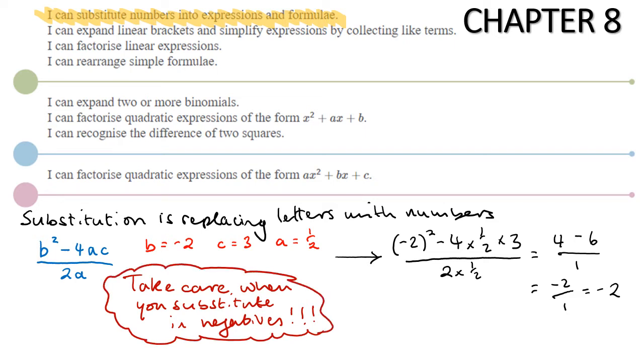And just to remind you as well, if you see something like this in algebra, that means 6 times a, and if you see something like this, that means c divided by f.